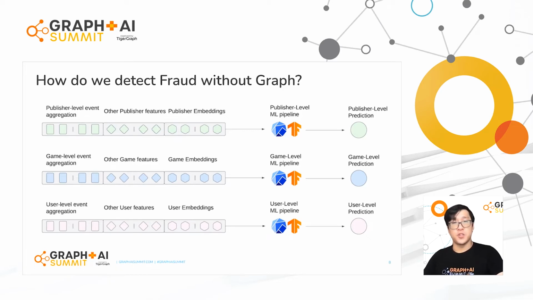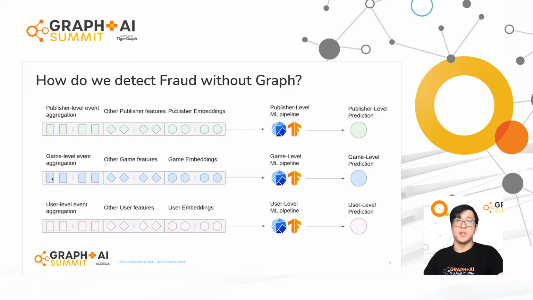The whole feature vector goes through our machine learning based pipeline. Different kinds of models are assembled together to make predictions at each aggregation level. After the run of these three pipelines, we have three different kinds of predictions: one at publisher level, one at game level, and one at user level. That's how we detect fraud without using graphs.